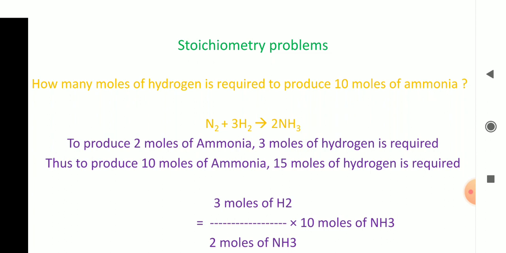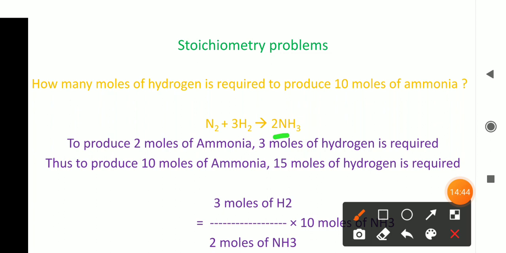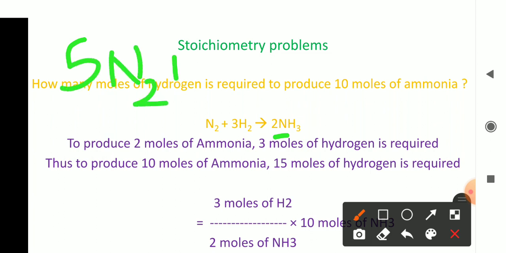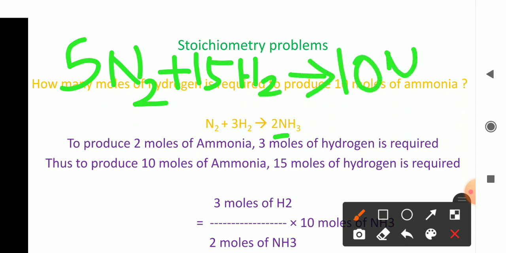One more shortcut is there. That shortcut is, look here. Here 2 moles of ammonia is there, but we need 10 moles. How to get 10 moles? When this whole equation is multiplied by 5, we will get 10. The equation will be 5N2 plus 15H2 gives 10NH3. So in this way also we can solve. Okay, so to get 10 moles of ammonia, we need 15 moles of hydrogen.